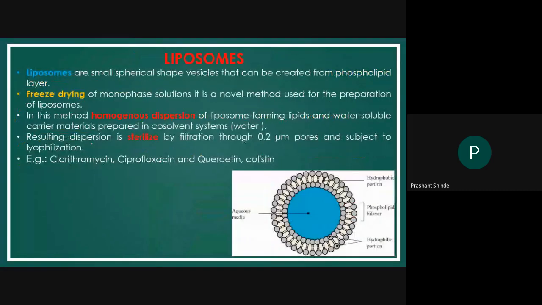Next one is the liposomes. So we all know that liposomes are small spherical shaped vesicles, and they consist of a phospholipid bilayer. So the freeze drying technique is also used for the preparation of liposomes. Basically, during the preparation of liposomes, there are liposome forming lipids. Next, water molecule is there, carrier molecule is there, drug molecule is there.